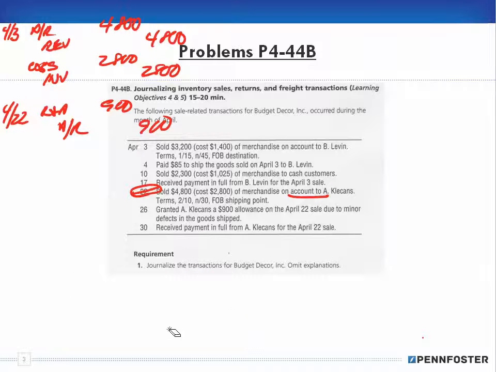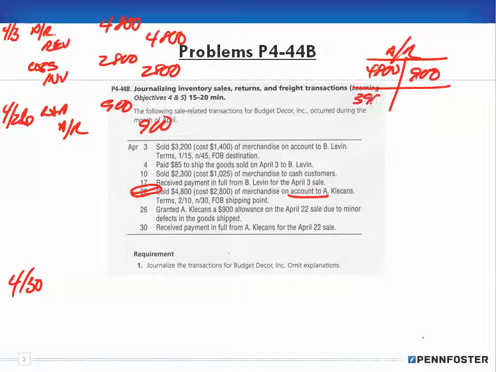So that's 4/26, not 4/22. On April 30th, we received payment in full for the April 22nd sale. So what's our accounts receivable? If I had a debit of 4,800, and then I credited accounts receivable for 900, that means I have a balance of 3,900. In order to reduce my accounts receivable to zero, I have to credit accounts receivable for 3,900.